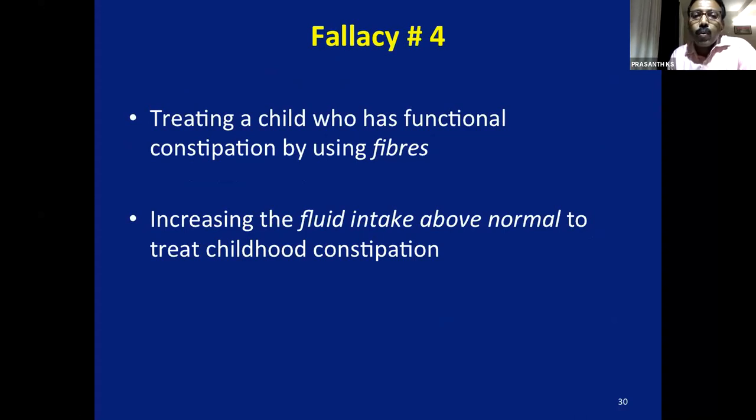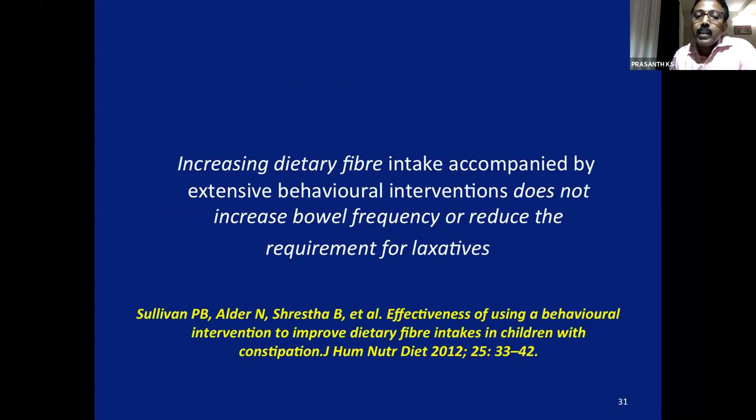Fallacy number 4: treating a child who has functional constipation by using fibers alone, or increasing the fluid intake above normal, to treat childhood constipation. Let us see what the scientific evidence is regarding these things. These 2 points have been very specifically studied, and studies have shown that increasing dietary fiber intake, accompanied by extensive behavioral interventions like toilet training, does not increase bowel frequency or reduce the requirement of laxatives. So all these are complementary rather than supplementary. Everything should go hand in hand.